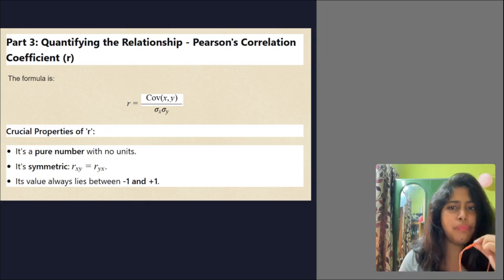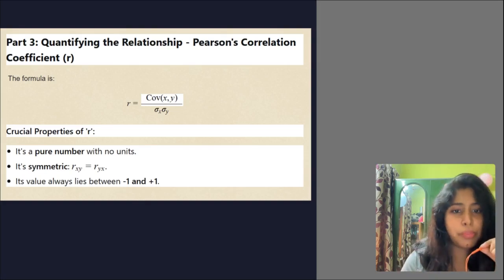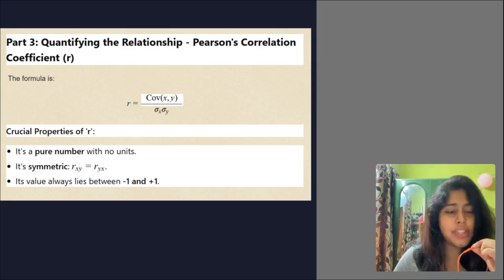Yes, so now coming to key facts about R, the crucial properties as you can see. First, it's a pure number with no units. Number two, it's symmetric. Rxy is equal to Ryx. It doesn't care which variable is x and which is y. And number three, it's always lying between minus 1 and plus 1. Okay?